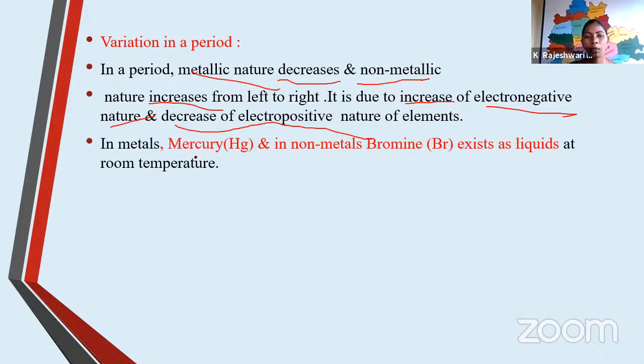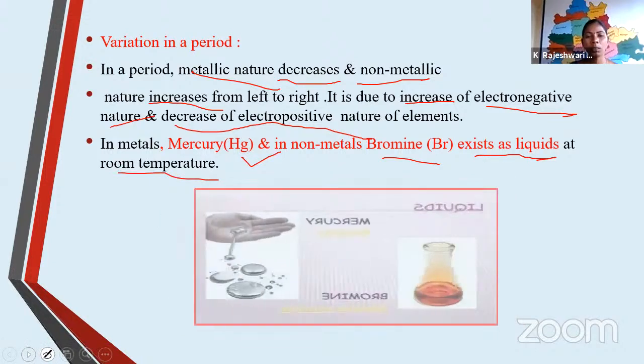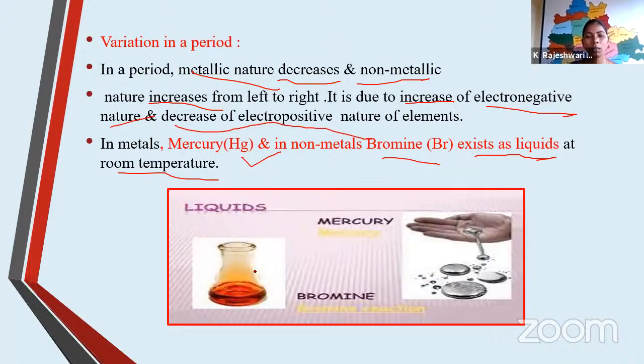So in metals, mercury, and in non-metals, bromine, they exist as liquids at room temperature. Okay, ma. See here, we can see in this picture, here is your bromine. Bromine is existing as liquid at room temperature, and mercury is a metal, but still it is existing as liquid at room temperature. Where will we be using mercury? In your thermometers, right? In thermometers, we are using this mercury.